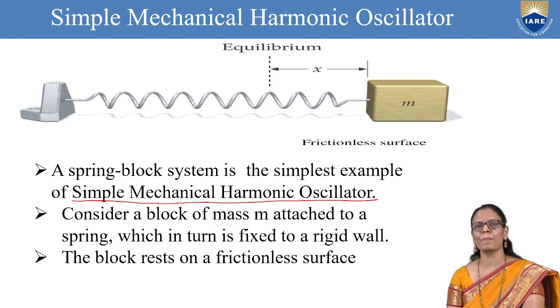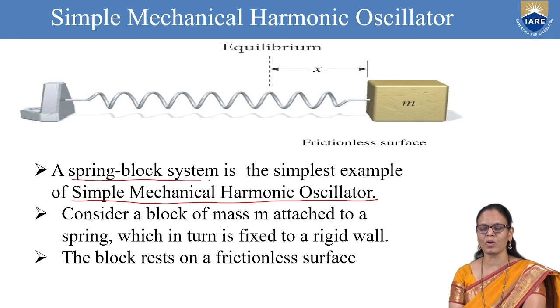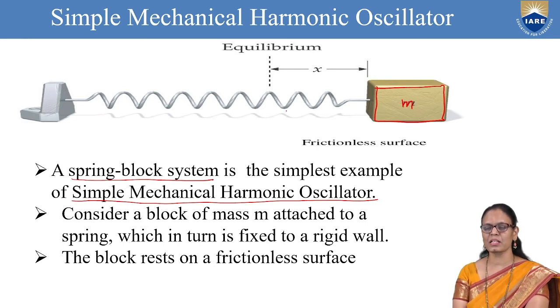So in a simple mechanical harmonic oscillator, what do we have? We have a spring block system. So this is the block of mass m and this is the spring. And one end of it is attached to the block and the other end is attached to a rigid support or a fixed support.